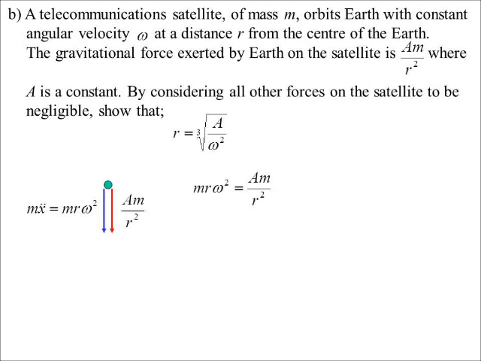this time it's positive. Because the other thing about centripetal motion, it's always directed towards the centre. I can't choose positive and negative with that one. It's always towards the centre. Now, if you think about gravity in this case, gravity will also be towards the centre. So they're both positive. mr omega squared will be Gm on r squared.